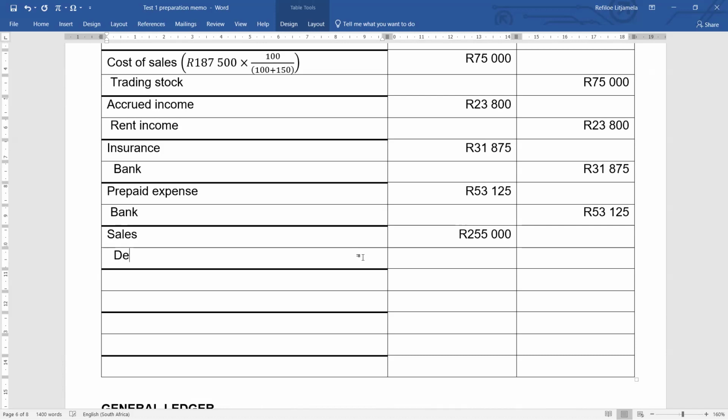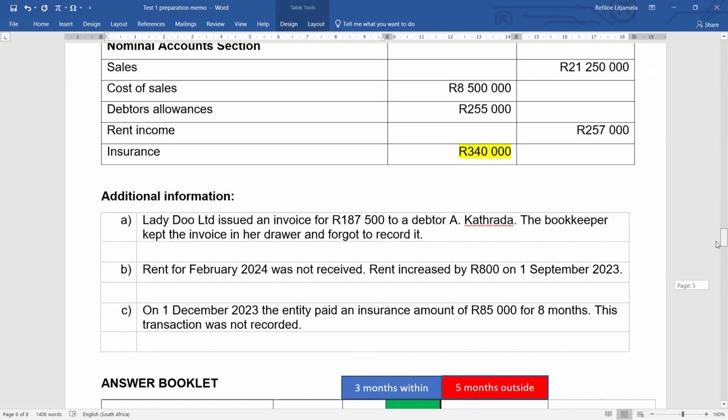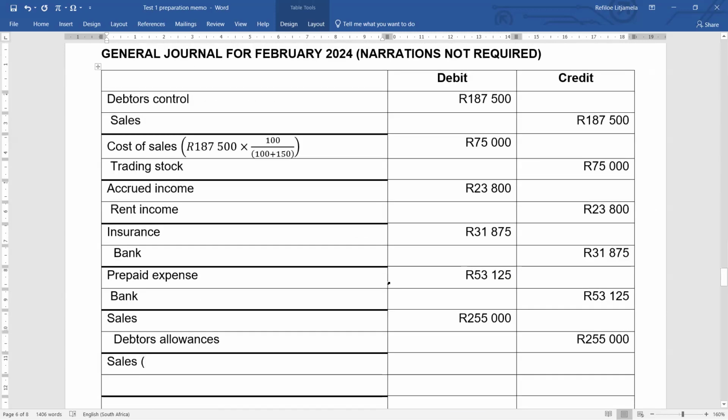And I will credit debtors allowances, meaning that after this entry, I will not have any debtors allowances anymore. And this will be 255,000 done. Okay. The next thing will be to take all the sales that I've got. So I'm going to decrease all the sales that I've got, the net sales that is. For me to find the net sales, I'm going to take the sales amount that it gave me there, which is 21,215. So I'm going to take 21,215 and subtract my total debtors allowances, which is 255,000. And this will give me my net sales.